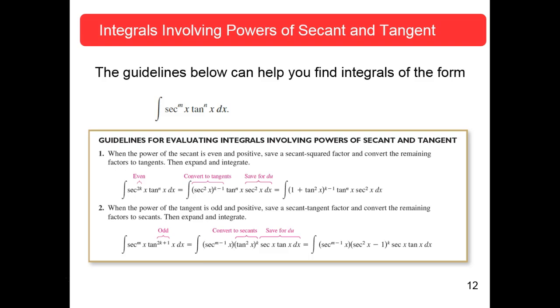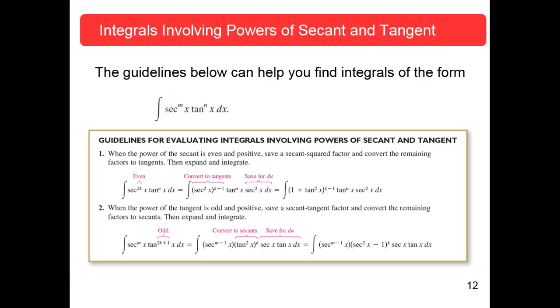So, secant is even, like secant to the 6th power. Pull out one secant squared, getting it with the dx. That leaves you secant to the 4th, which is secant squared squared, and take that secant squared and convert it with the Pythagorean identity to tangents. Then expand and integrate there.